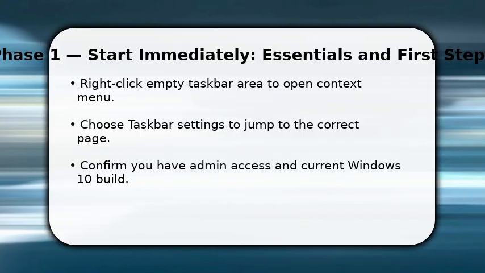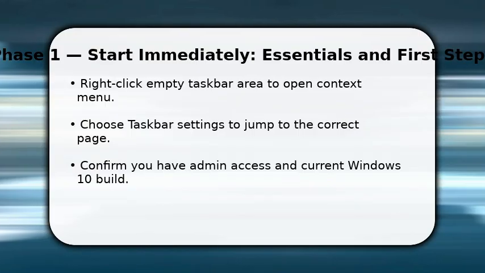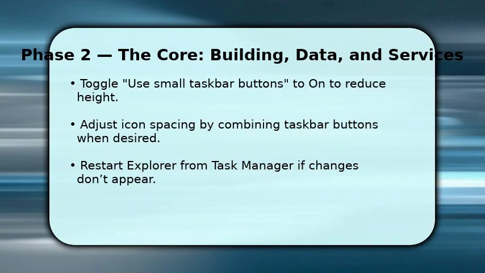Now scroll to the Taskbar section and prepare to toggle options. Small taskbar buttons is the specific control you will change next. You will now flip the small buttons toggle, find Use Small Taskbar Buttons, and set it on.